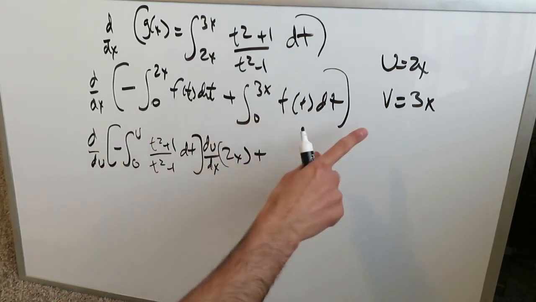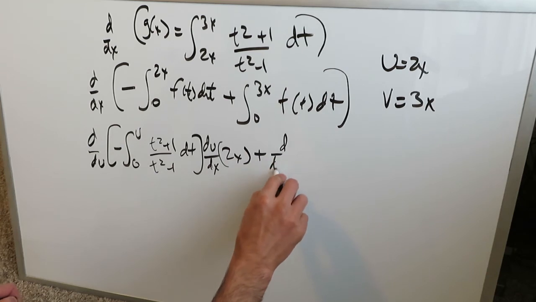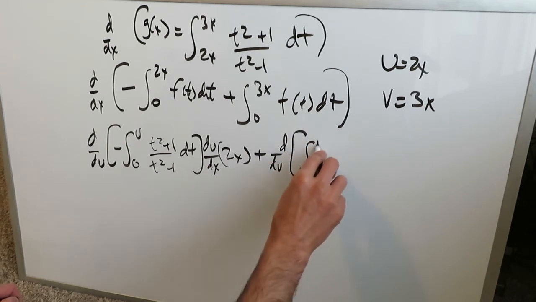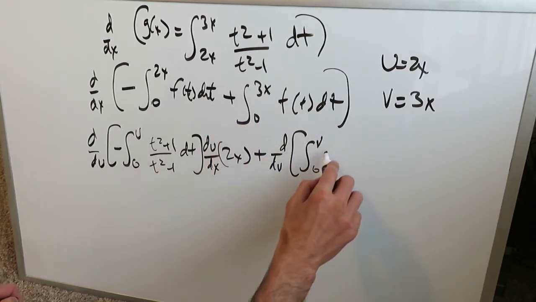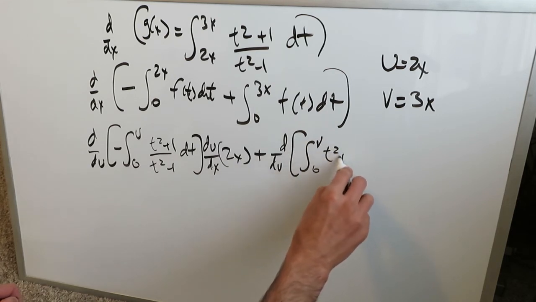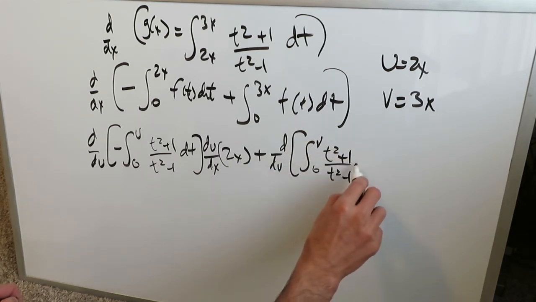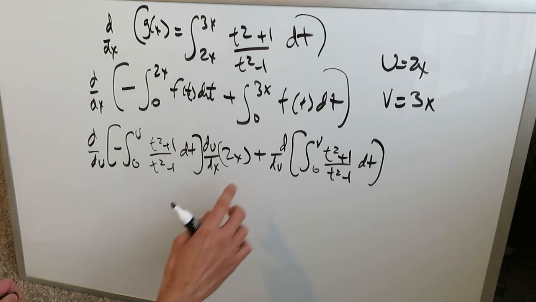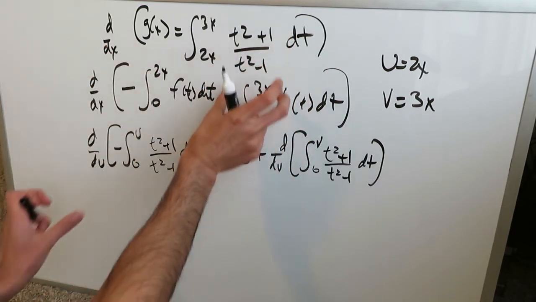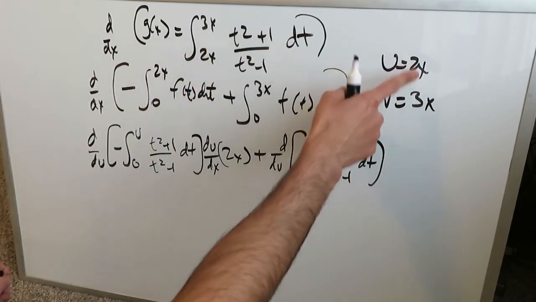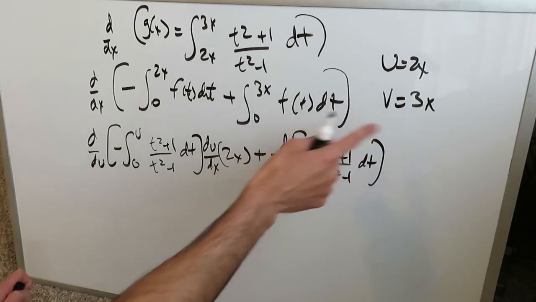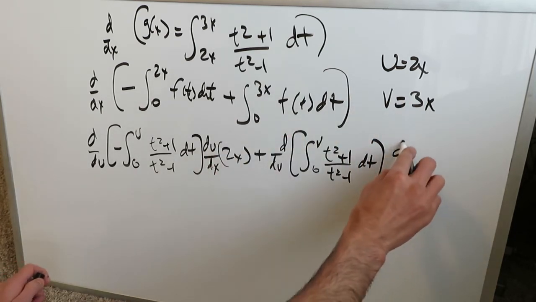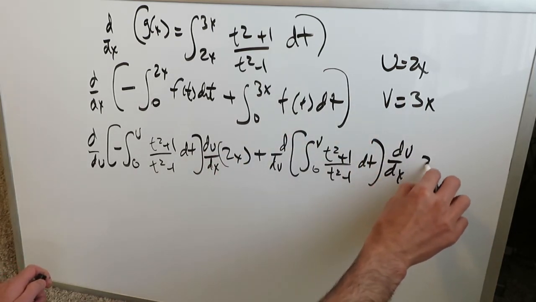Now we have to do this with regards to v. d over dv, we have a v over here now, v, and a 0. We can write all of that again, t squared plus 1 over t squared minus 1 dt. Remember, once you're done with this, your final function will look kind of like in that form, except with the addition of these derivative aspects to it. And then you have a dv over dx. Over here you have a 3x.